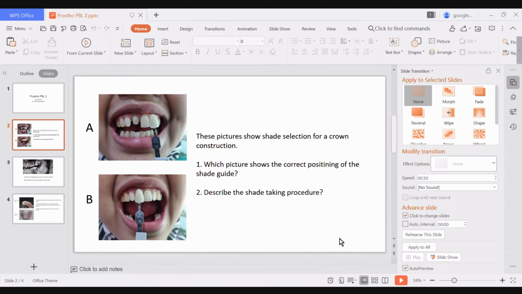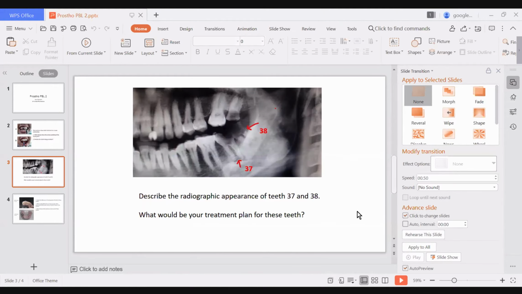Okay, let's go to the second one. Why is it not moving? Okay. All right. So, this one is asking you to describe the radiographic appearance of teeth 37 and 38. Okay, so describe. Who wants to describe?